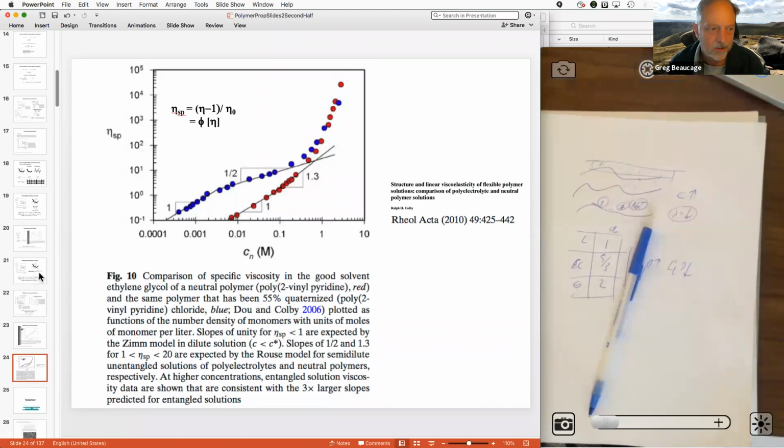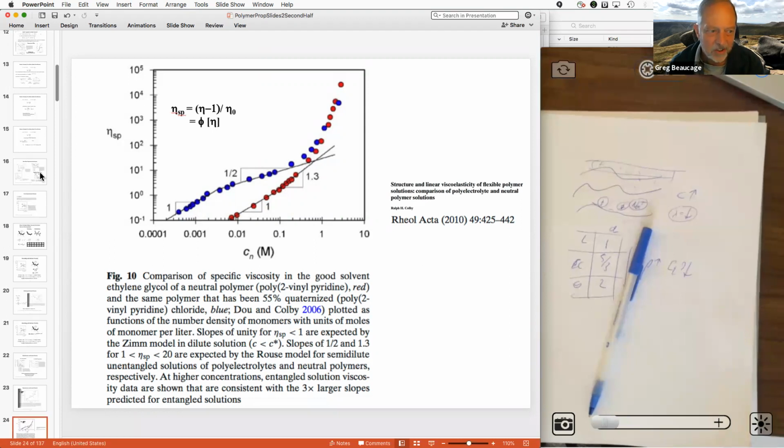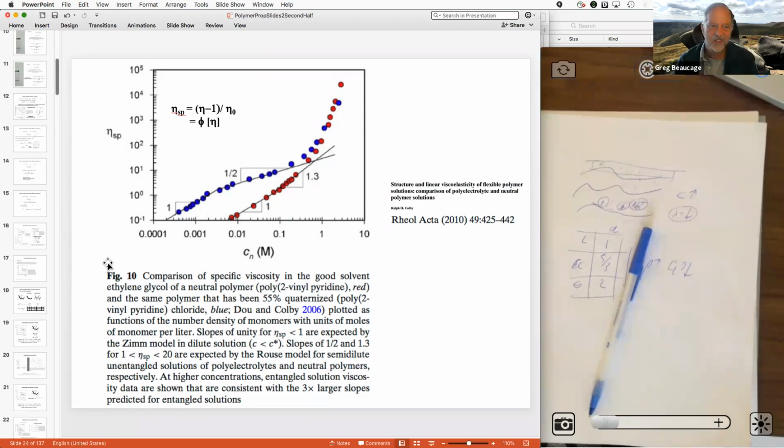Sorry I went over, but hopefully we can just bury intrinsic viscosity though with this and then move on. I'd like to get to dynamic light scattering.